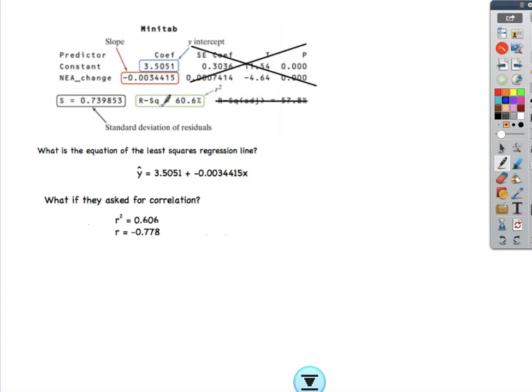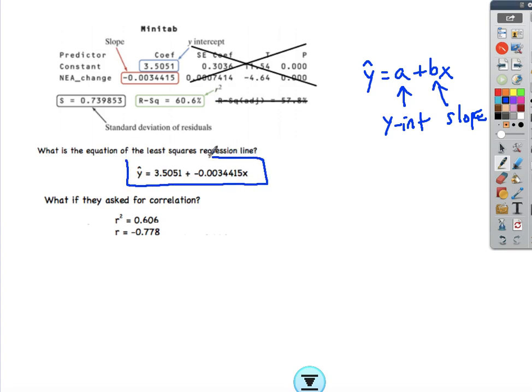So if I was going to use this information and write my least squares regression line, here's my y-intercept, here's my slope. Remember that in your formula, a plus bx, the a is the y-intercept and the b is the slope. So put these two values together, and here would be your equation of your least squares regression line.